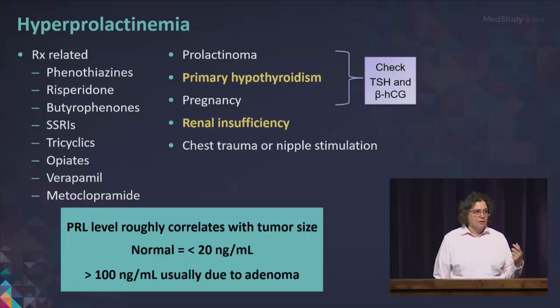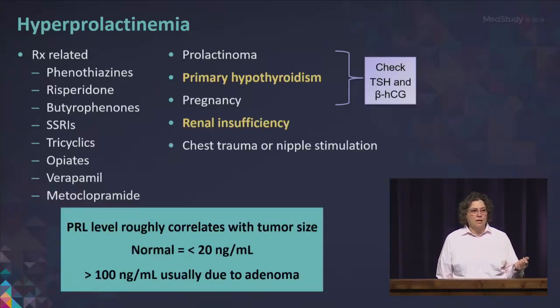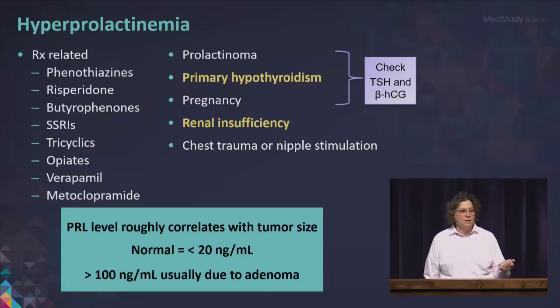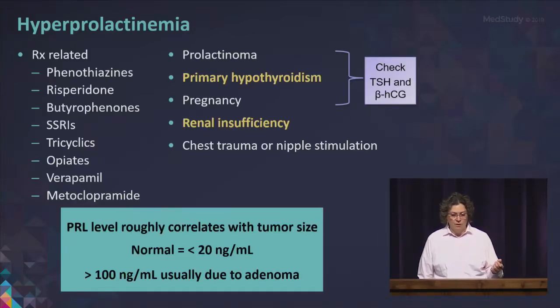Remember that tumors are not the only etiology of an elevated prolactin level. One of the more common etiologies are medications. So you always want to look at the med list to see if there's any agents on there that could elevate the prolactin level. And you also, again, want to think about hypothyroidism and pregnancy, in addition to end-stage renal disease, as a reason for elevated prolactin levels.